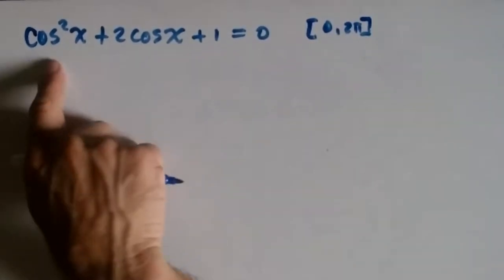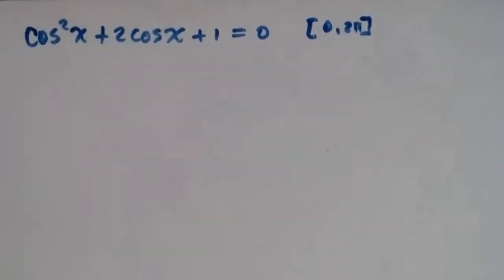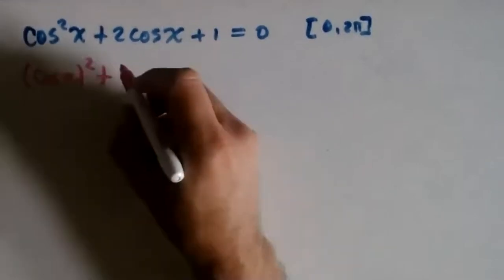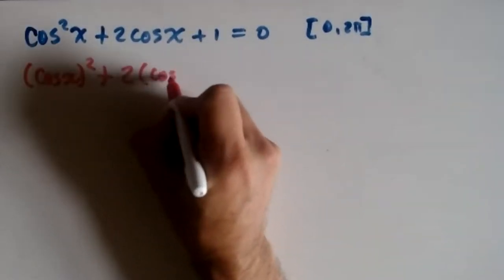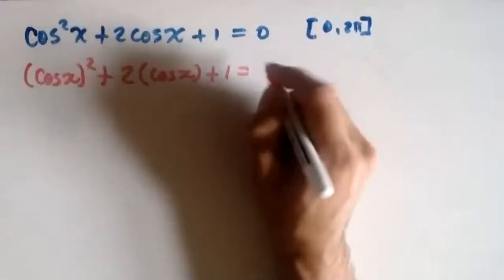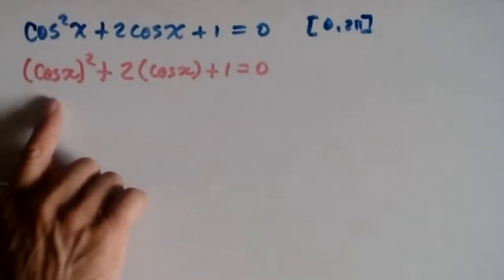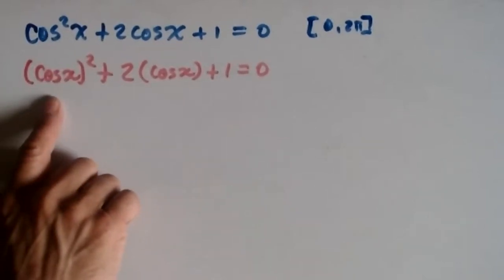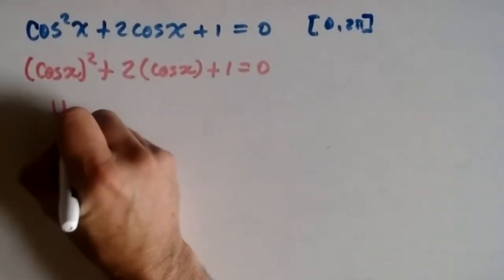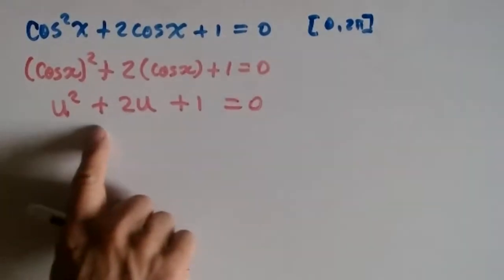Okay, now this is the situation. You have cosine squared of x, and we are going to do our algebra. So this is the cosine of x squared plus twice the cosine of x plus 1. What I did, I isolated the cosine, right? And I'm just going to see this as a quadratic, you see? This is pretty much the same as u squared plus 2u plus 1 equals 0. You see that?